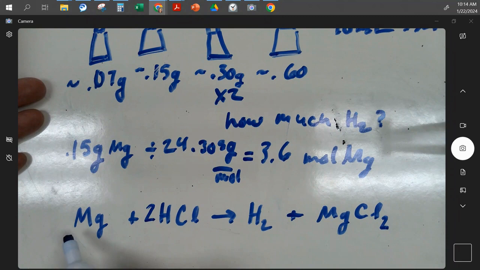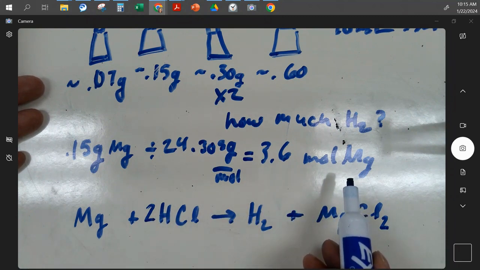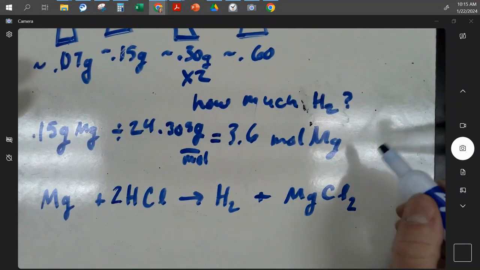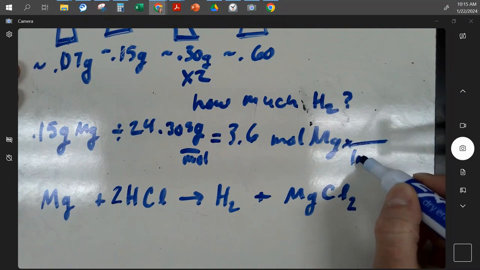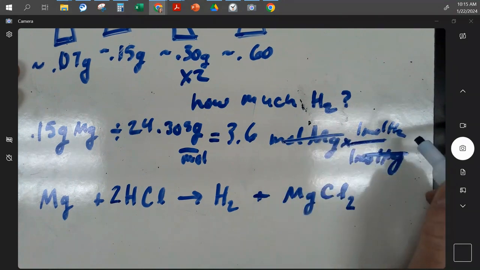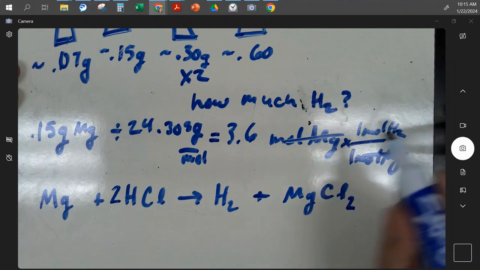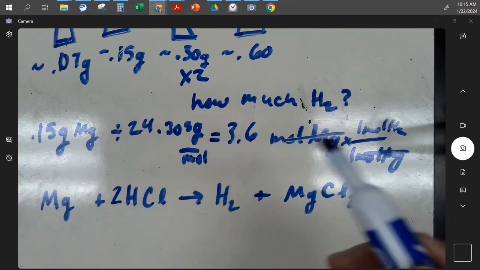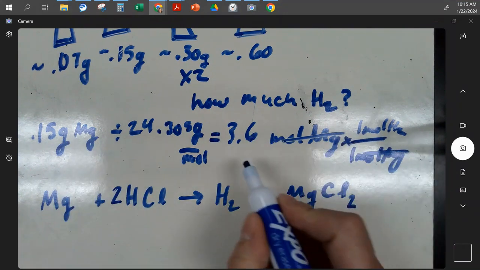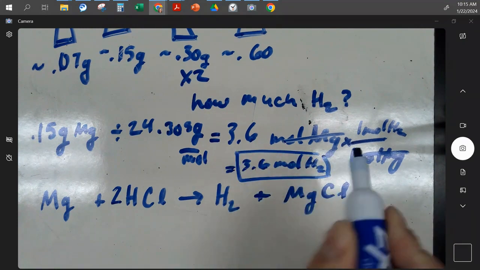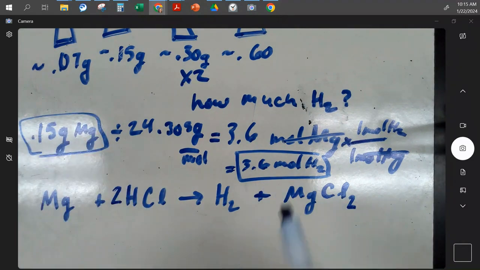So this is showing me that for every 1 mole of magnesium, I should get out 1 mole of hydrogen. Do you see that? This is a 1-to-1 ratio, magnesium to hydrogen. So 1 mole of magnesium gives me 1 mole of hydrogen. And then we'll have 3.6 moles of hydrogen. So if we start with 0.15 grams of magnesium, we should end up with 3.6 moles of hydrogen. That's our first comparison.